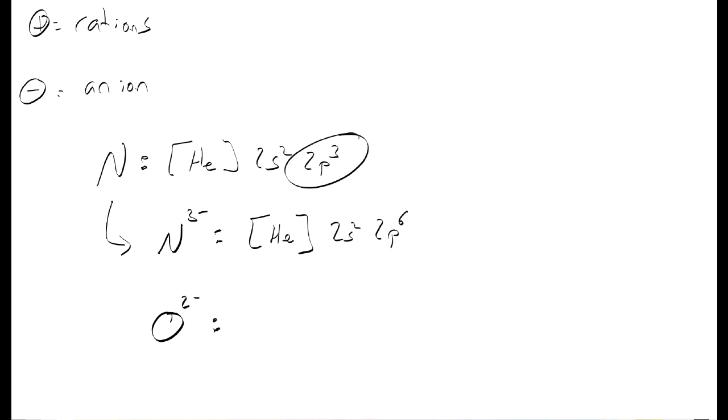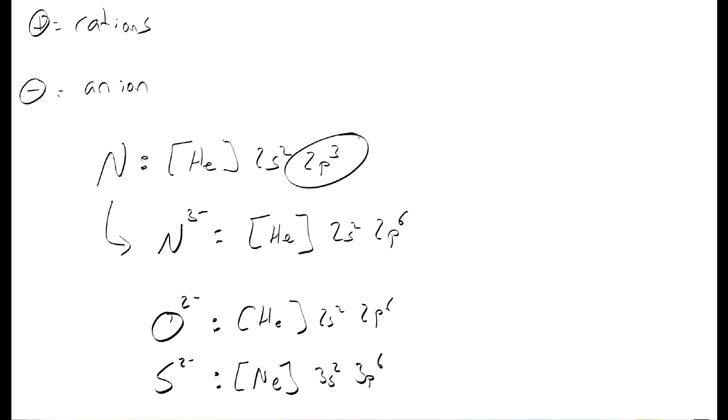You just fill up the energy level that you're looking at. He, 2s2, 2p6. Sulfur forms a 2 minus ion, and that is neon, 3s2, 3p6. Nice and straightforward. Adding electrons is always a much simpler proposition than taking electrons away. And now we just have one last little thing to cover.